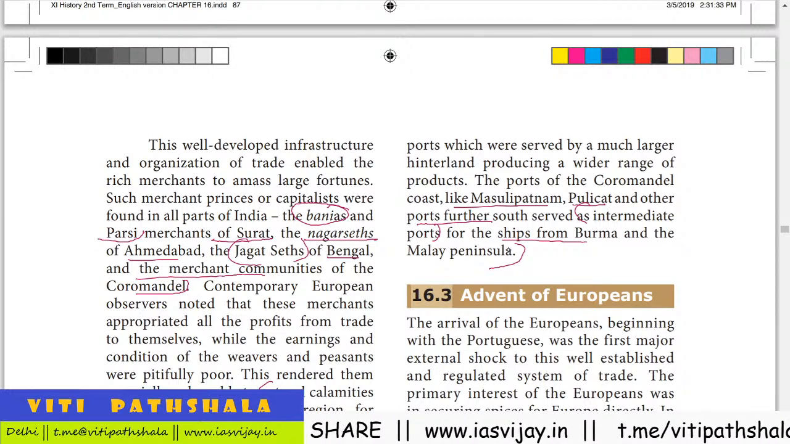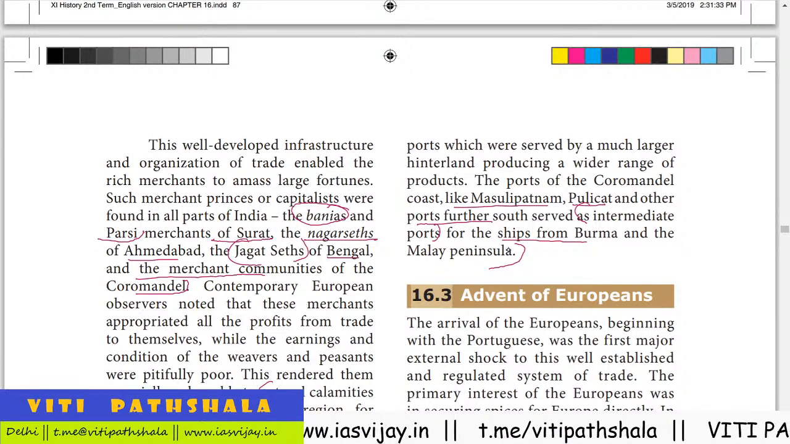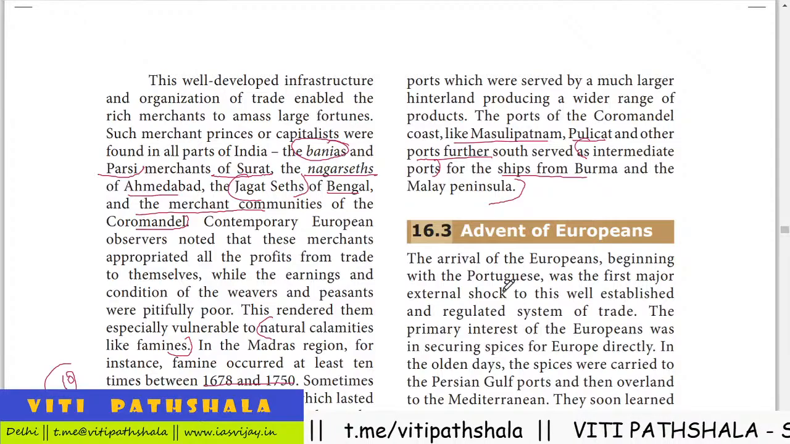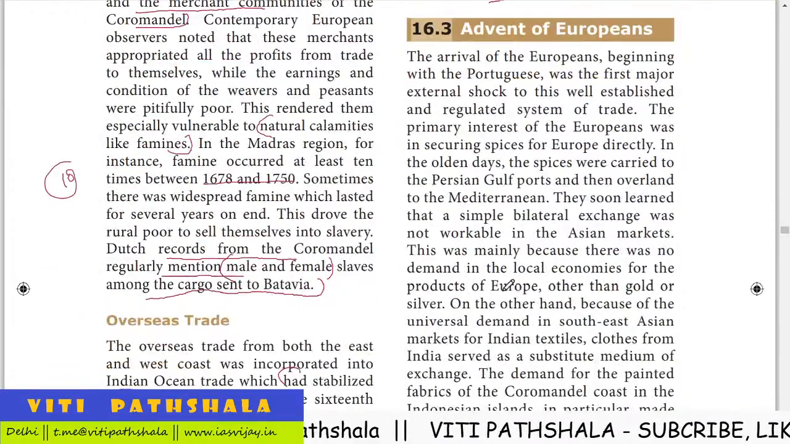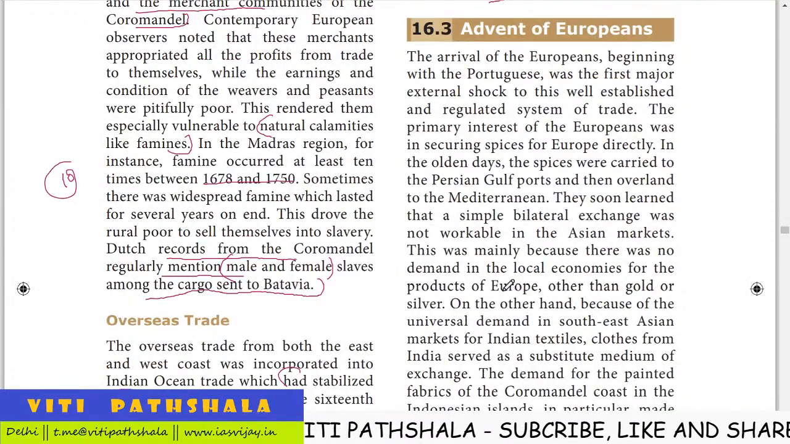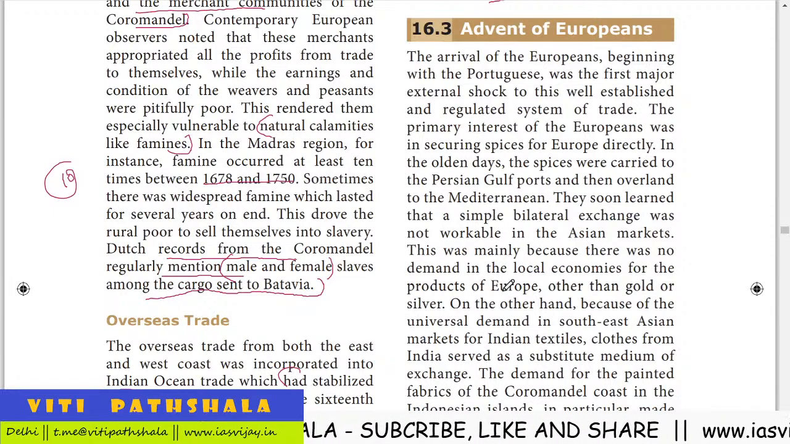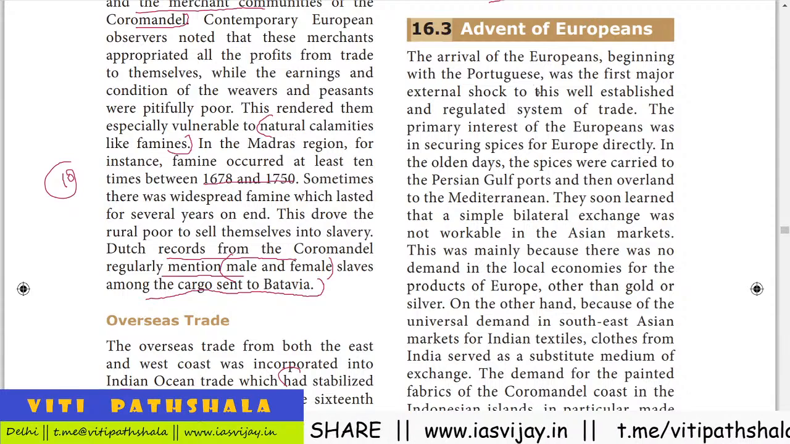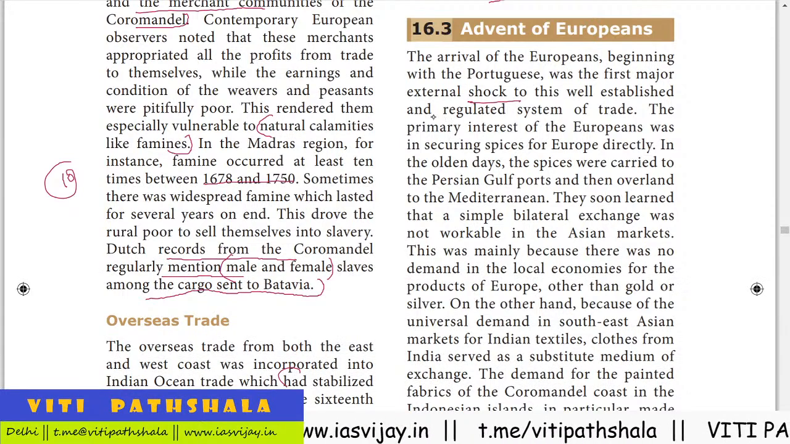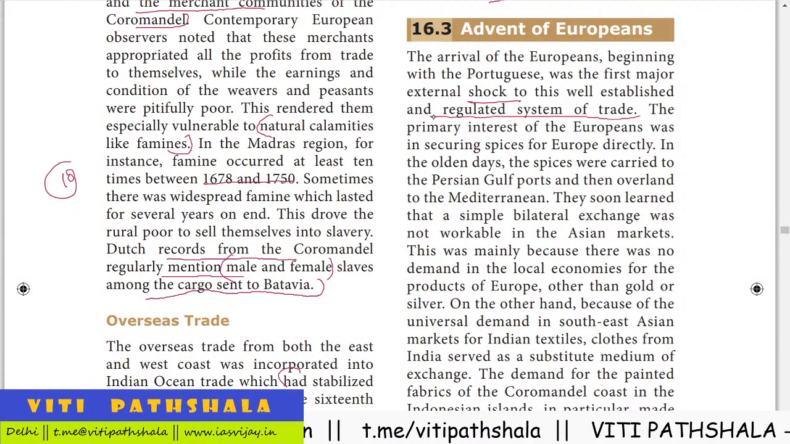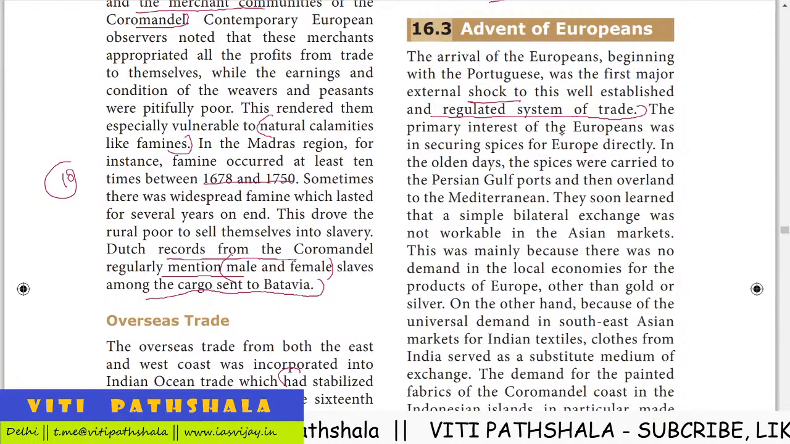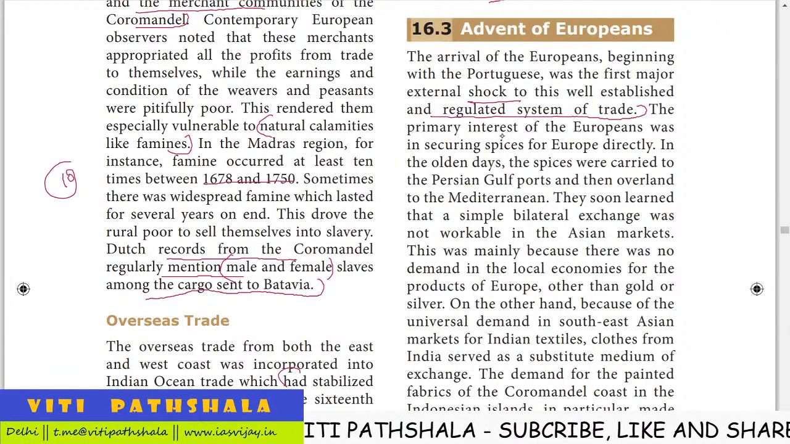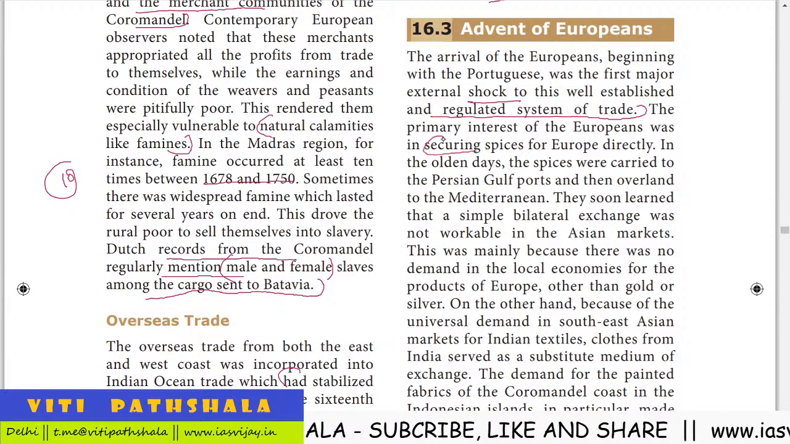Now this was about the merchants, the agriculture and the trade, etc. Now next comes the advent of the Europeans. The arrival of the Europeans, beginning with the Portuguese, was the first major external shock to the well-established and regulated system of trade. The primary interest of the Europeans was securing the spice for Europe directly.